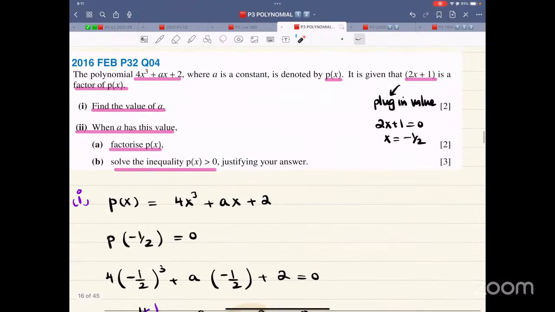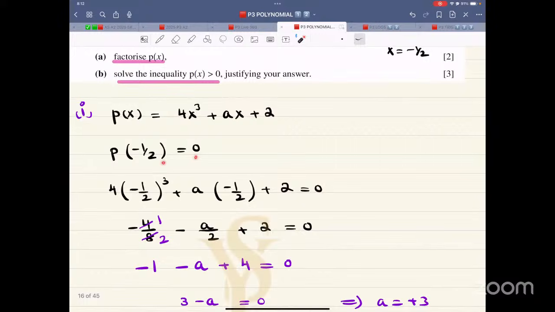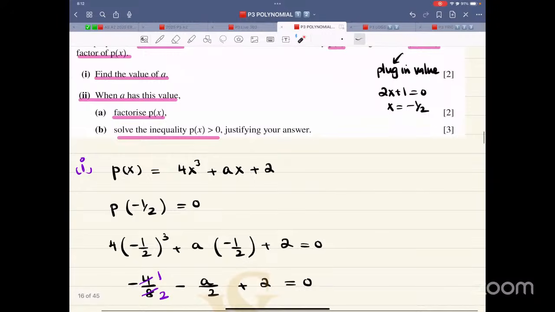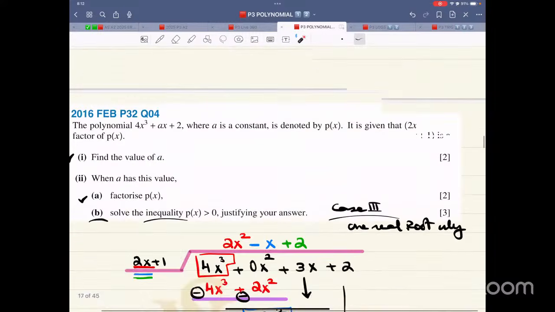Sometimes it's about solving a cubic inequality. It says the polynomial, where a is a constant, is denoted by p(x). It is given that 2x plus 1 is a factor. So 2x plus 1 equals 0, x is negative half. Find the value of a. We plug in negative half, equate it to 0, simplify, and we find the value of a. When a has this value, factorize p(x), just like what I did, and solve the inequality p(x) greater than 0.